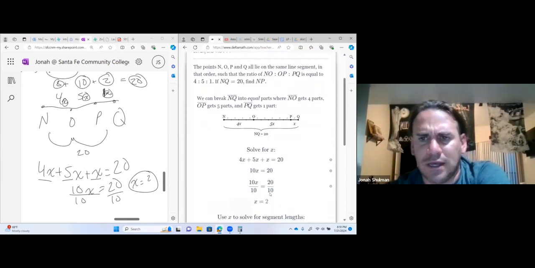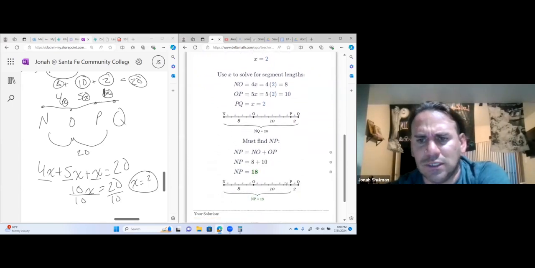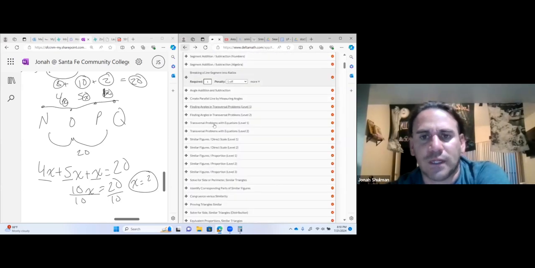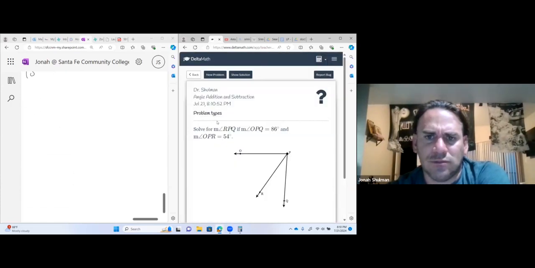Ta-da! Those are the steps. Those are all the little pieces. Then we put those together to get 18. It's a good question. Now let's do some angle addition and subtraction.